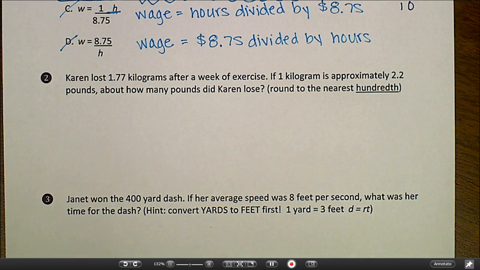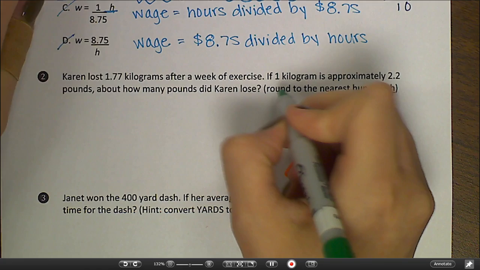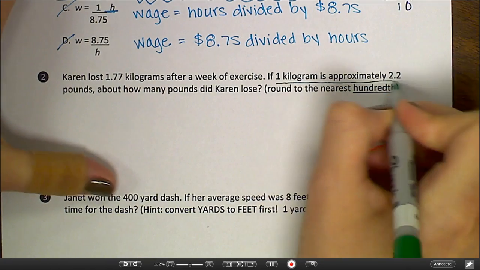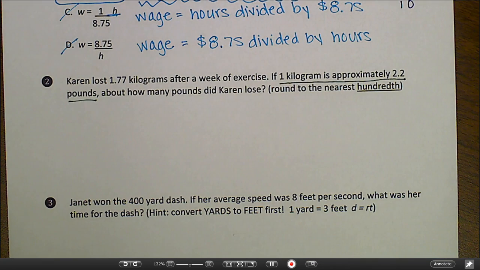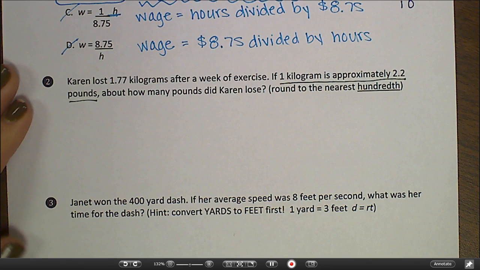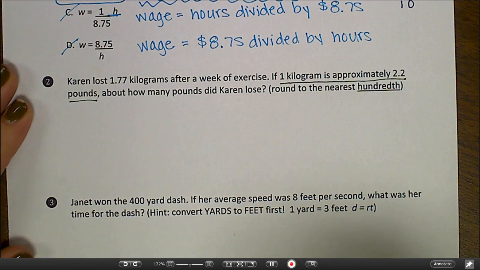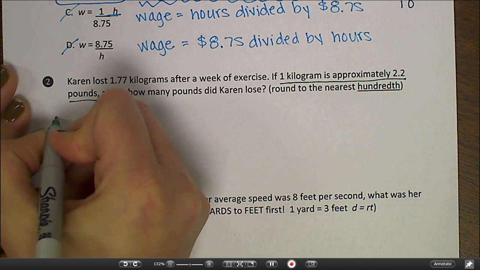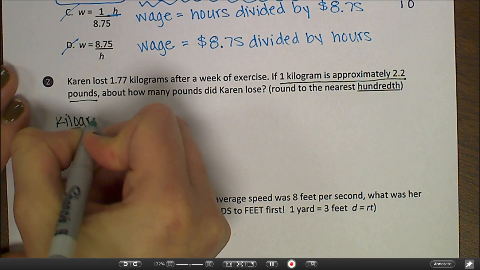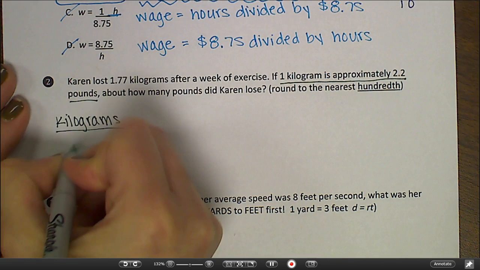Okay, we've been doing this a lot lately. These are just our measurement conversions. And so they have already given us 1 kilogram is approximately 2.2 pounds. So you could have this on your math chart if you wrote it in, or it will be given to you in problems. You do not have to memorize this. So I'm going to start, remember our first step is to name our ratio. So I'm going to do kilograms over pounds.